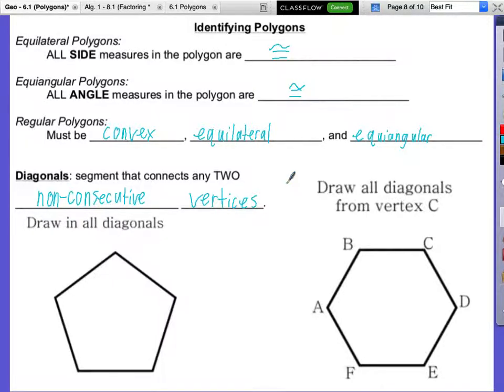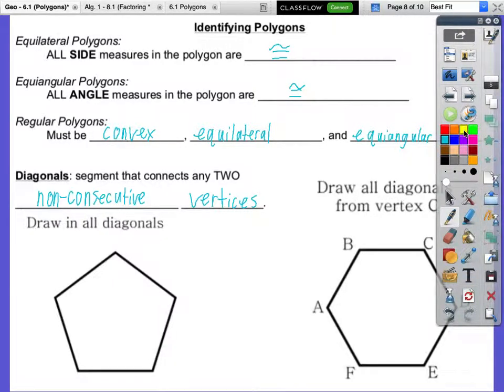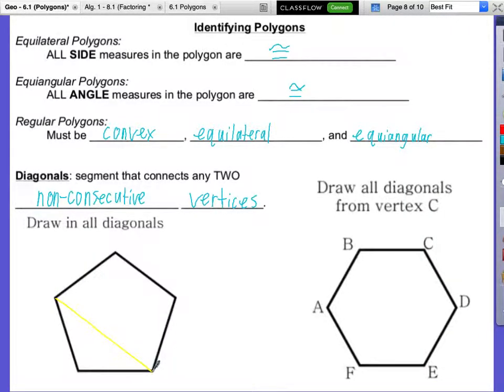Okay, draw on all diagonals here. Who wants to come in here and draw one? Who thinks they can come in here and draw one diagonal? Go ahead, Josie. Okay, very good. That's one diagonal. Can I get a volunteer to draw the next diagonal?